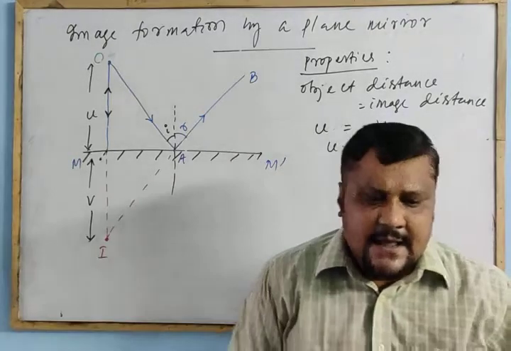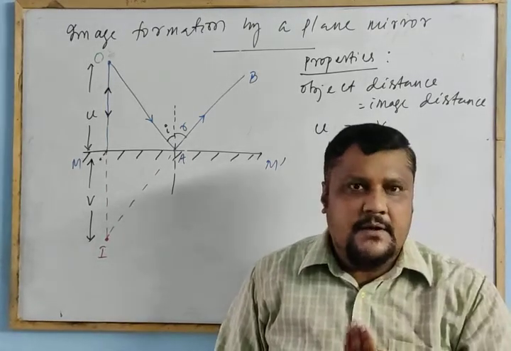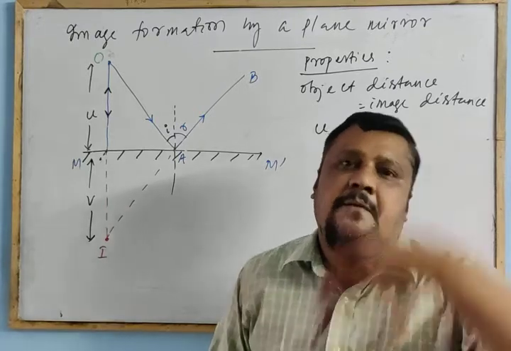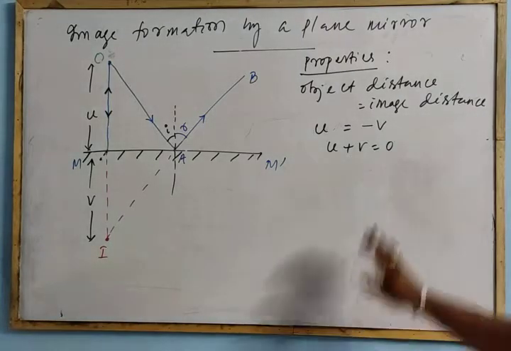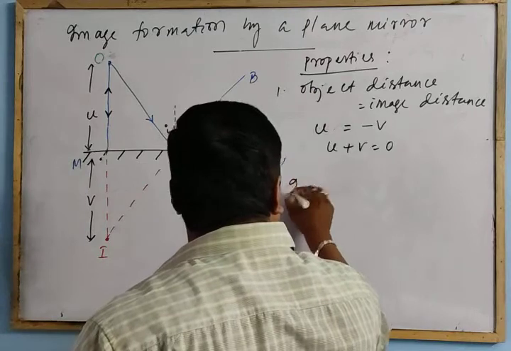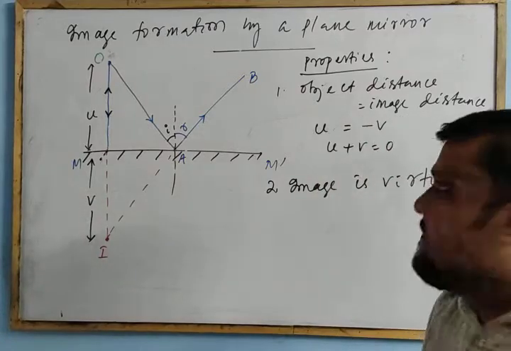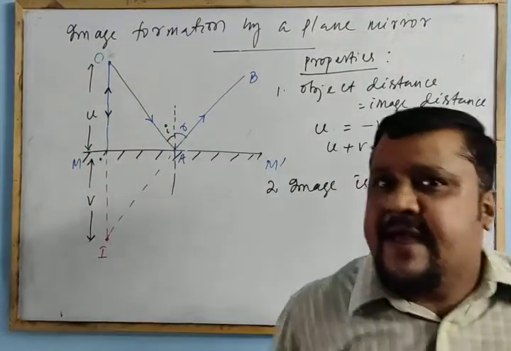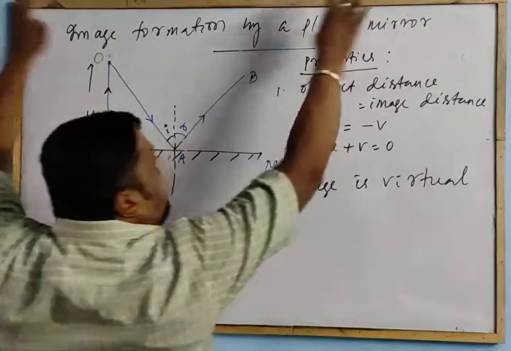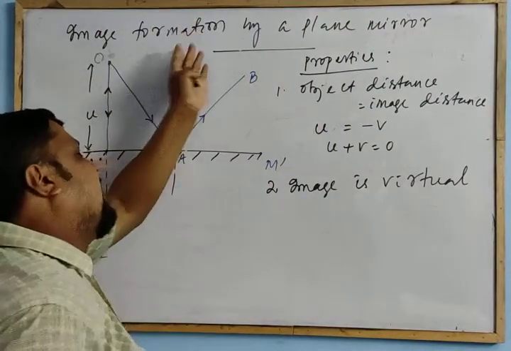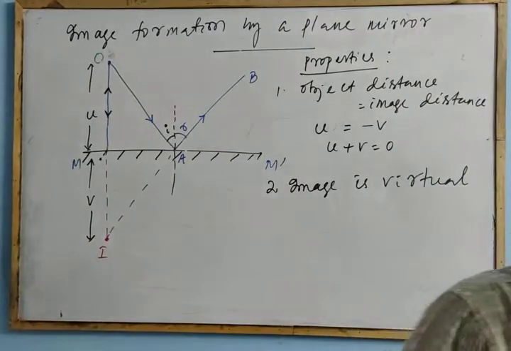The simple thing is that if I stand 15 cm in front of a plane mirror, then I will find my image 15 cm behind the mirror. That is the case in a plane mirror. Clear? So the image is like this. Next, another property is that the image is virtual. Why? Because these two reflected rays do not meet anywhere on the reflecting side. They appear to come from I. That's why the image is virtual.